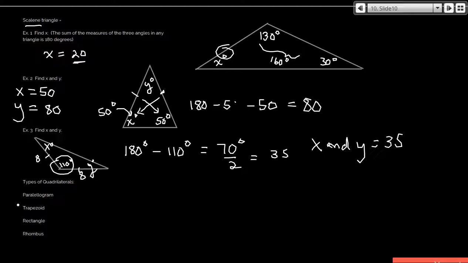Okay, a couple more things, types of quadrilaterals. A parallelogram is a quadrilateral whose opposite sides are parallel. So I'm going to just draw pictures of these for you. A parallelogram is a quadrilateral that has two pairs of parallel sides. So here we go. So we have our parallelograms.